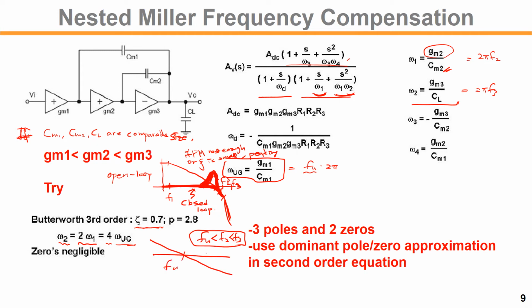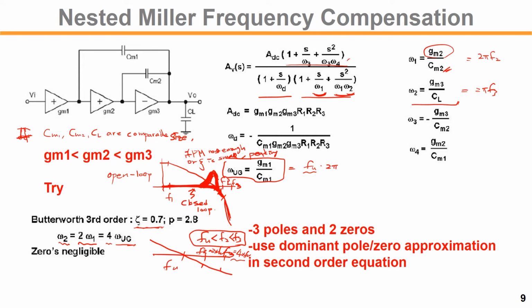So here FU, and 2x larger is F1, this is 2x and 4x. Let's say 2x FU, and this is F2, F2 and F3. F3 is what? 4x FU, like that, right? We can design like this. If you locate that non-dominant pole around here, then you will get around the 0.7 damping factor.